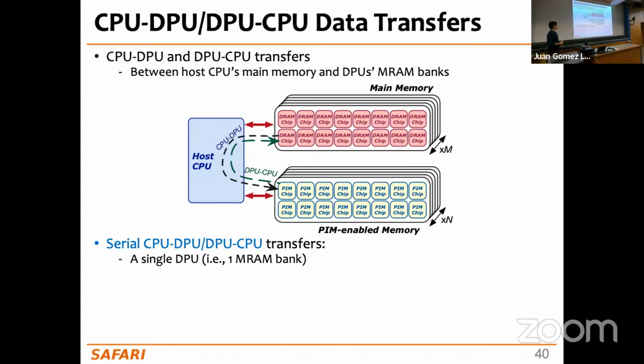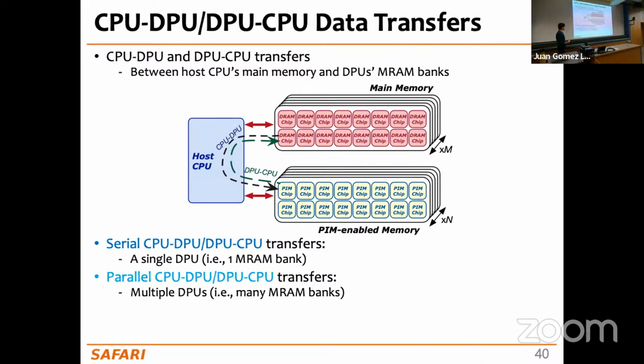Okay, so different types of transfers, serial CPU-DPU transfers. Here you target a single DPU. So if you use serial transfers and you want to transfer data to all DPUs in your DPU set, this will go one by one: DPU 0, DPU 1, DPU 2, etc. Right? So the total time for these transfers increases linearly with the number of DPUs that you're targeting.